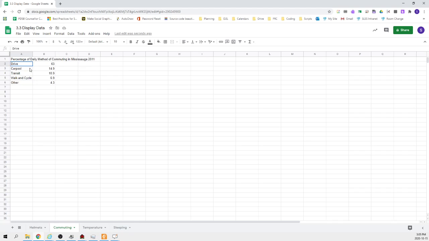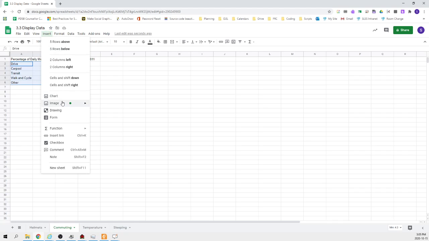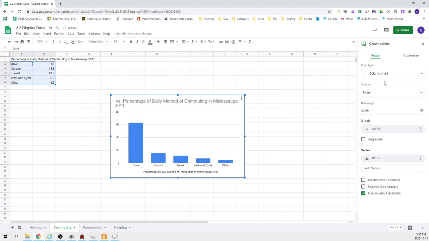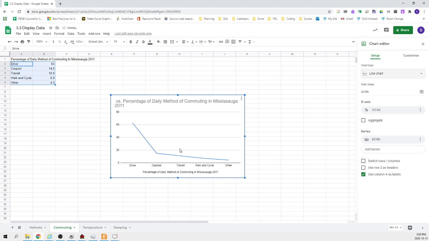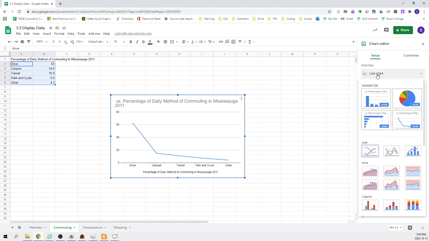So if we make a graph out of this, again, would we use a column chart? Does that really help us? Would we use a line graph? Doesn't really make any sense because this isn't like a spectrum of commuting modes. They don't have numbers attached to them. It doesn't make sense to use a line graph because it doesn't tell us anything interesting.